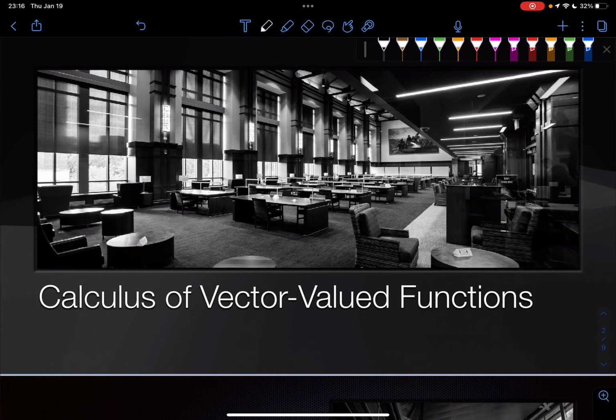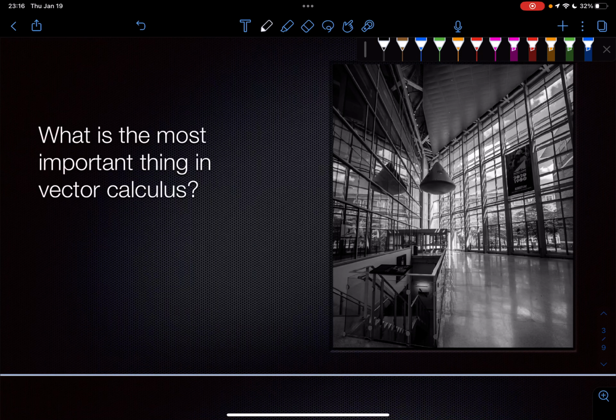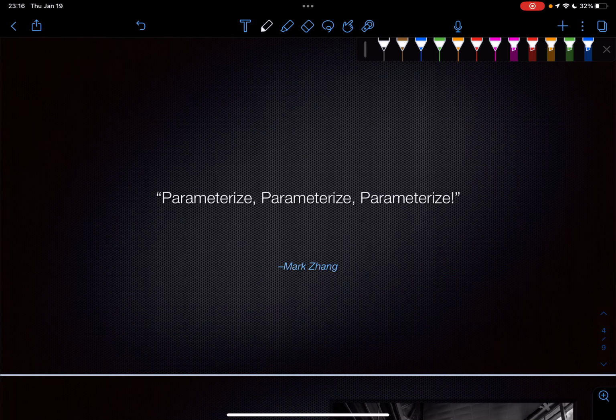Today we're going to talk about calculus of vector valued functions. And once again, what is the most important thing in vector calculus? In my opinion, that has to go to parameterization. This is so important that I'm bringing it up again, and I'm sure you will see the same quote in the later chapters. Just you wait.